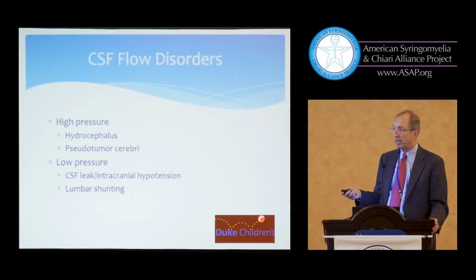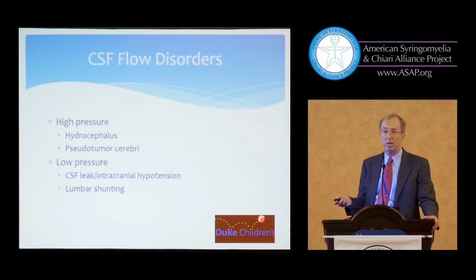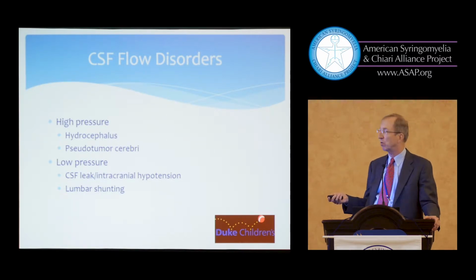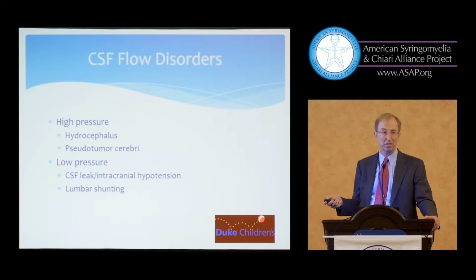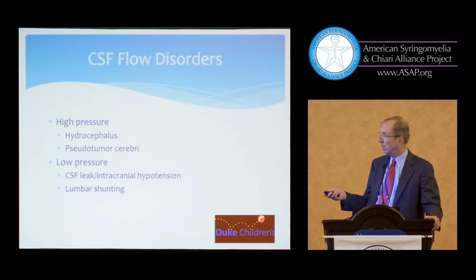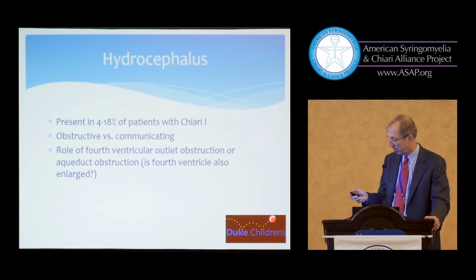So in looking at CSF flow disorders, I want to think about them in two categories. One is high pressure CSF disorders, and one is low pressure. In high pressure, we have hydrocephalus or pseudotumor cerebri. You've already heard some about this. I also want to add in low pressure CSF leak or intracranial hypotension, as well as lumbar shunting, which we've also already heard is a treatment for one of the high pressure conditions. So let's start with hydrocephalus.